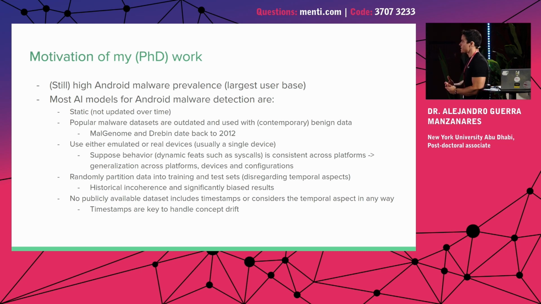This is historically incoherent, and it usually reports biased results, much better performance than it should be. And by then, and still nowadays, there was no public dataset that included timestamps. Timestamps mean when the application was found for the first time, or when the application was dated or released. So we can correct the previous thing and make them historically coherent. We build models with past data, and then we evaluate with future data.